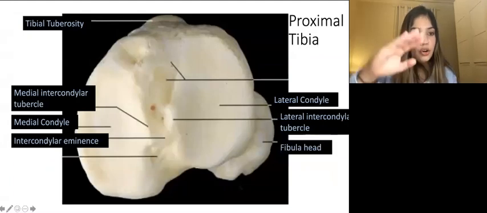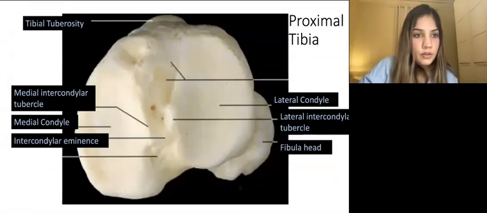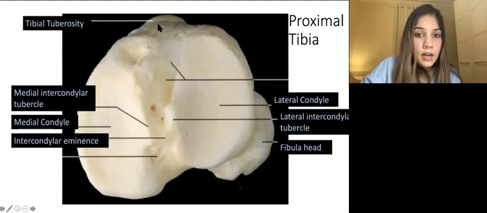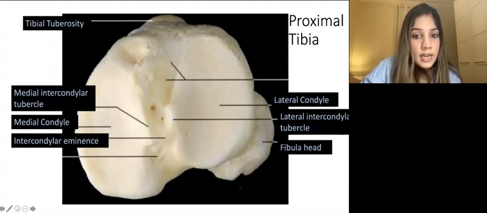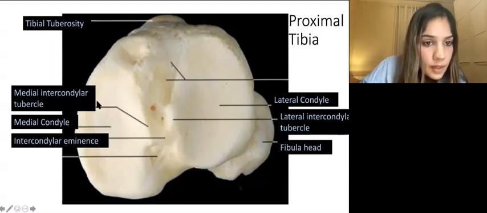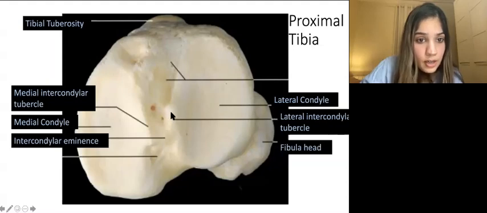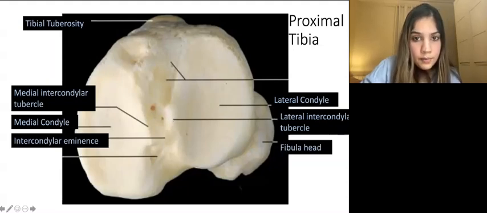So if we look at a cross-section of the tibia now, you can see anteriorly, you've got this bony prominence, which is the tibial tuberosity. And you get the lateral condyle and the medial condyle, and the intercondylar eminence. This would be the fibular head. And these are just a few tubercles that can be appreciated laterally and medially.